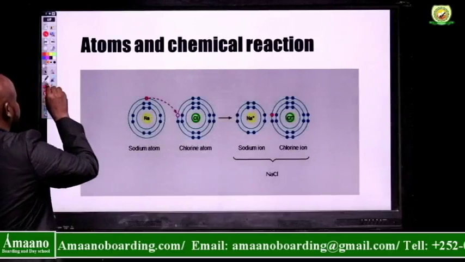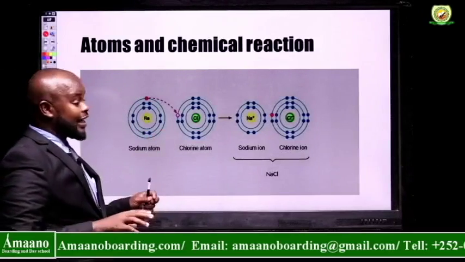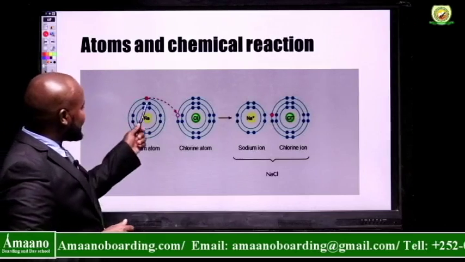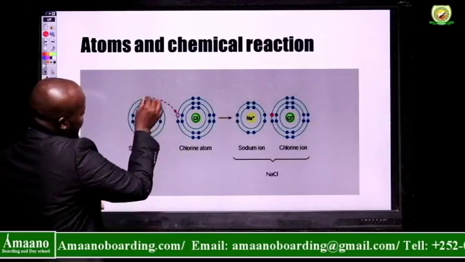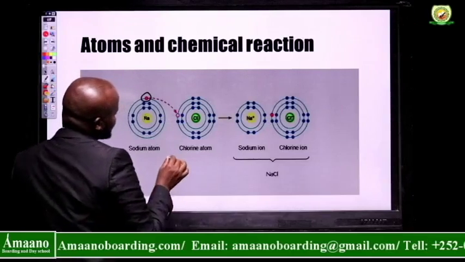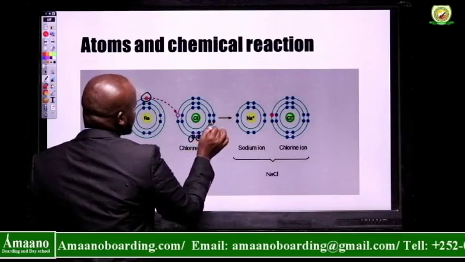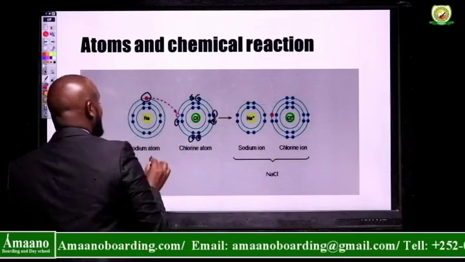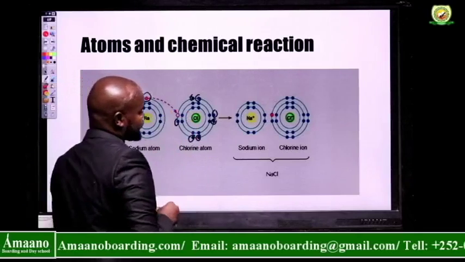Now let's see it in a diagram. So we have a sodium atom, we have a chlorine atom. Sodium has one electron in its outer shell, right? Chlorine has how many? 1, 2, 3, 4, 5, 6, 7. So sodium loses this electron to chlorine.